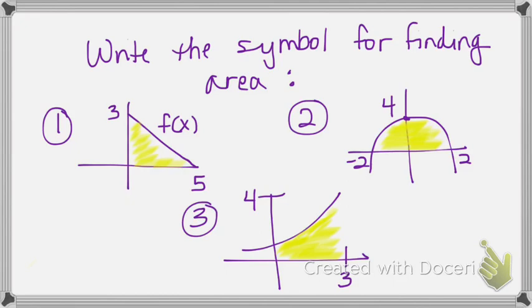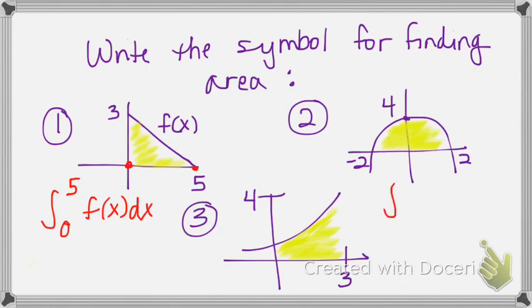So here are some pictures, and what I want to do is write the symbol for finding the area of these three pieces. The shaded part, the yellow part, is the part I'm trying to find the area of. So for number 1, we would just say the integral from, it looks like we start here and go to here, 0 to 5 of f of x and then dx. Dx sort of represents our change in x, and it's really small, so we put that in there.